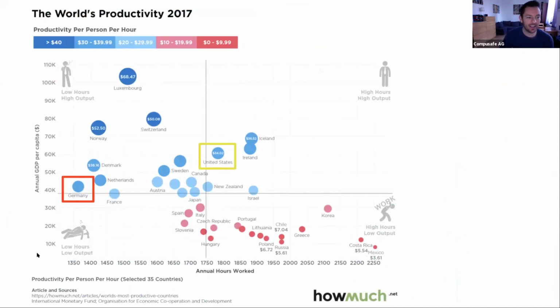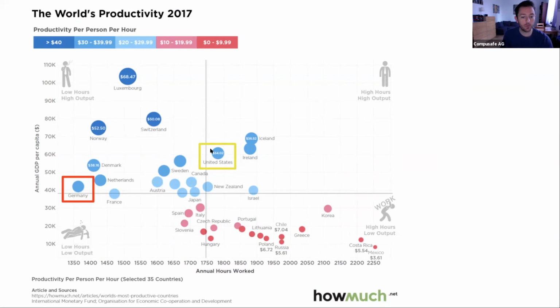And on the left side here, on this axis, you can see this is the GDP per capita, right? This is how much money a country makes per person. And here on the bottom, we have the annual hours worked. So this is how many hours a person works in that country. So you can see Germany actually works the fewest hours of any country on this list. They only work about 1,300 or 1,400 hours a year. But from those 1,400 hours, they actually make a lot of money relative to some of these other countries.